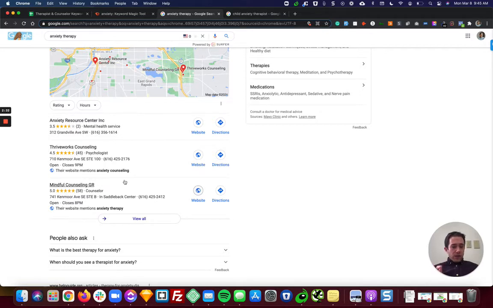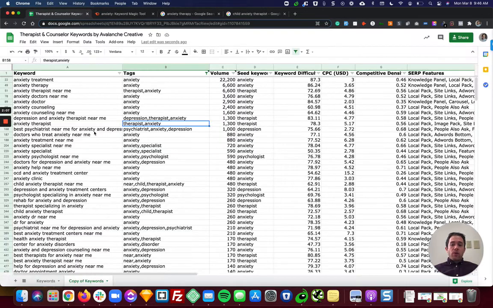It is very clear to Google and Google My Business listing that their website mentions anxiety therapy or anxiety counseling. And that right there is extremely telling of the fact that Google is looking at this practice or this counselor as being relevant. So there's two things going on when any one of these keywords are searched. Google wants to offer a relevant and trusted source.